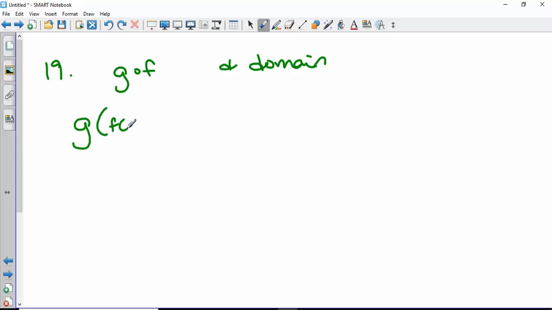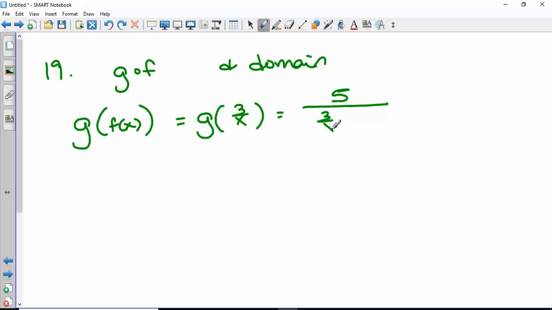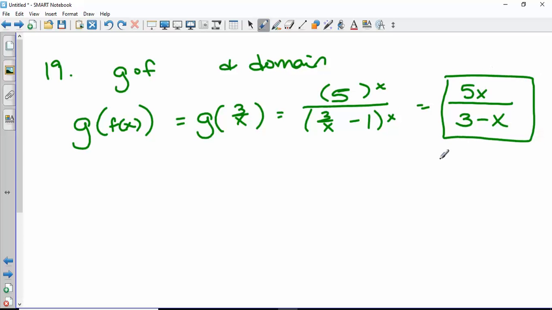So this means G of f of x. F of x is 3 over x. So if you plug that into G, that's 5 over 3 over x minus 1. Now, we talked about you can't leave a fraction in a fraction. So what's the fast way to get rid of it? Multiply by your denominator, which is just an x. So I take everything times x. That gives me 5x over 3 minus x. So there's my composition.